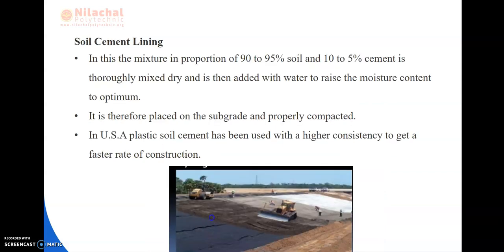Next, that is soil cement lining. In this, the mixture in proportion of 90 to 95% of soil and 10 to 5% of cement is thoroughly mixed dry, and then added with the water to raise the moisture content to optimum. It is then placed on the subgrade and properly compacted. In USA, the plastic soil cement has been used with a higher consistency to get a faster rate of construction. So you can see the image of the soil cement lining here.